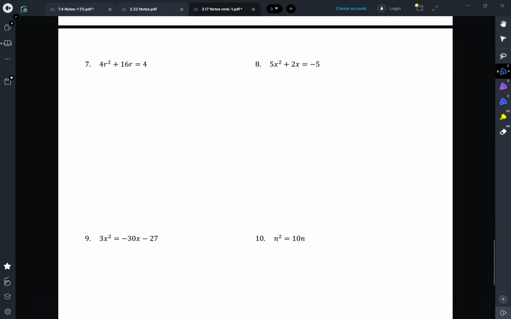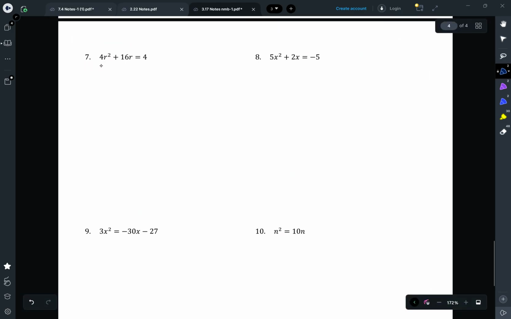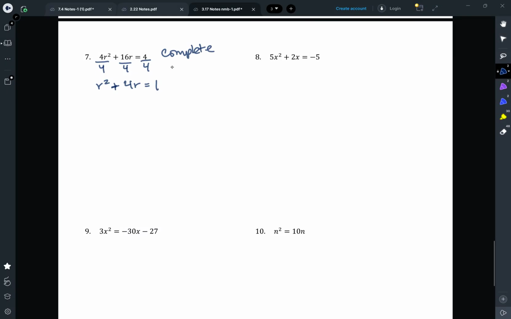7. Let's see, there's a 4 and a 16 and a 4. So I would first go through and divide them all by 4 to get a better look at what's going on. And then I've got r squared plus 4r equals 1. That seems like it's not factorable. It's definitely not factorable. So I would just complete the square on this one because we have a 1r squared and 4 is even.